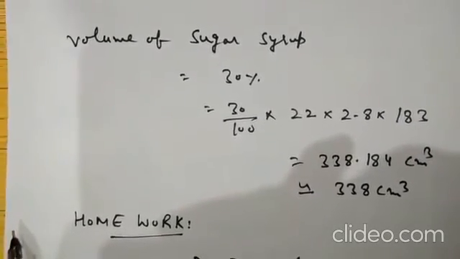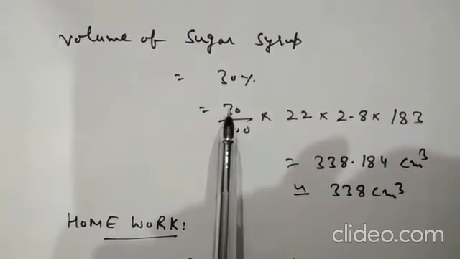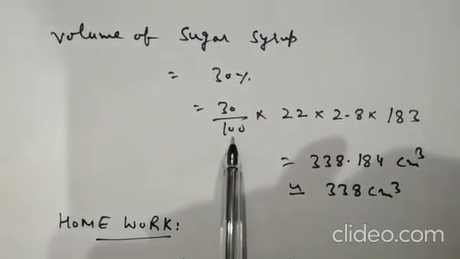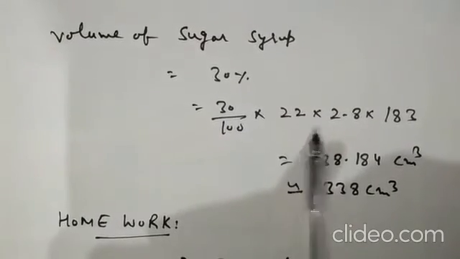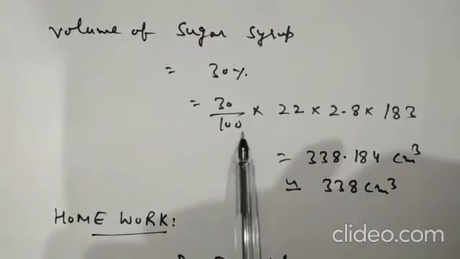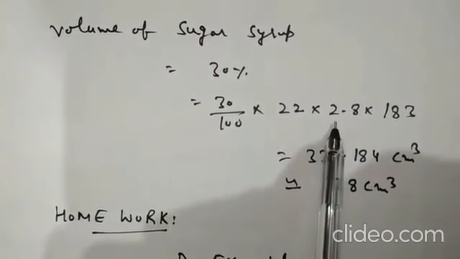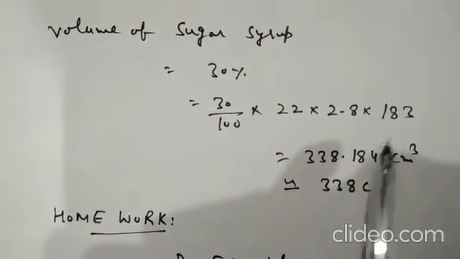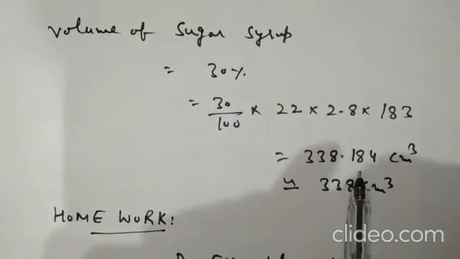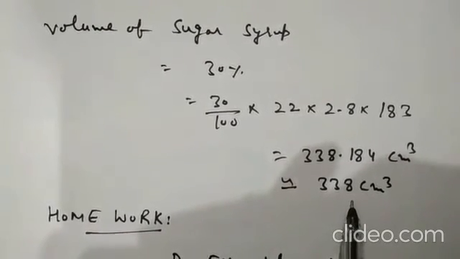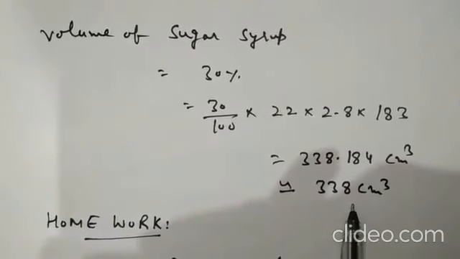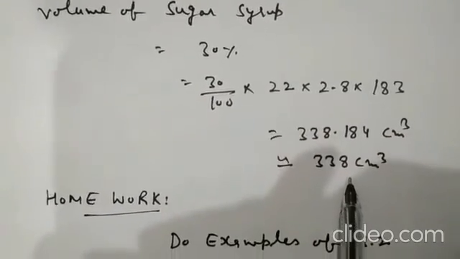Now volume of sugar syrup, that is 30% of the volume. So 30% of the volume contained by 45 gulab jamun, 30% of 22 into 2.8 into 183, that is 338.184 or approximate 338 cubic centimeter sugar syrup is contained in 45 gulab jamun.